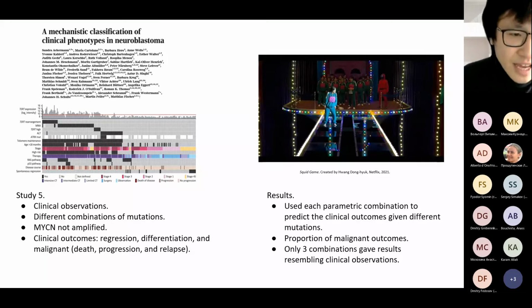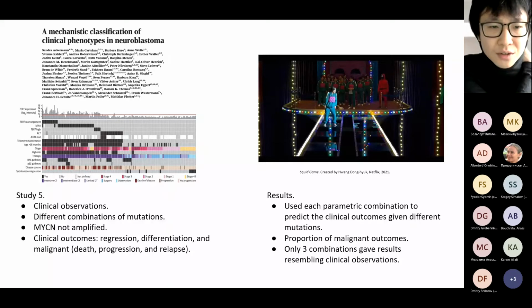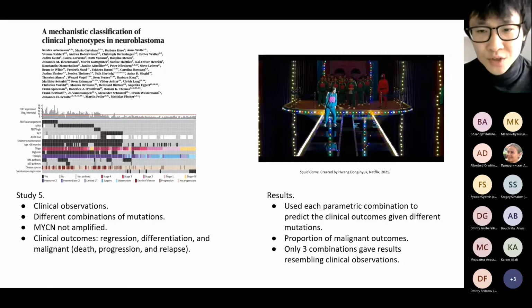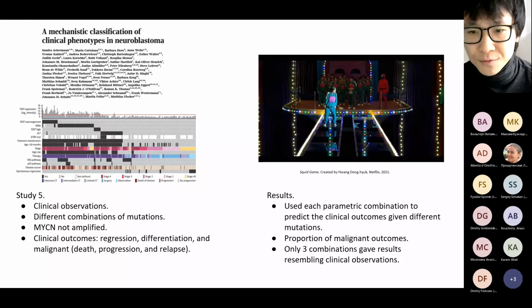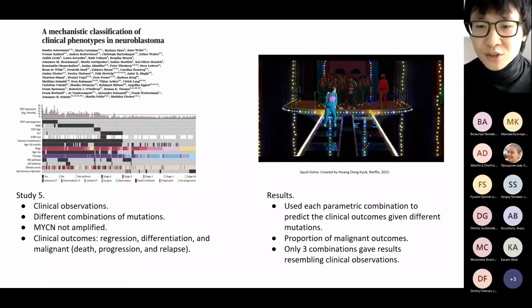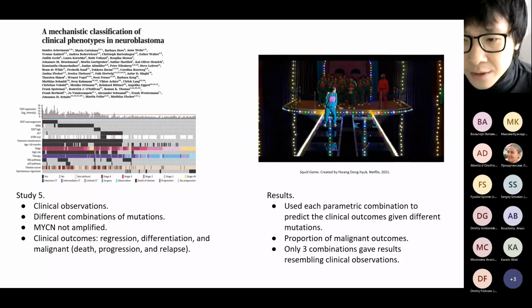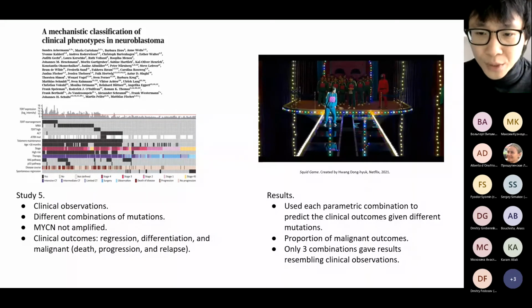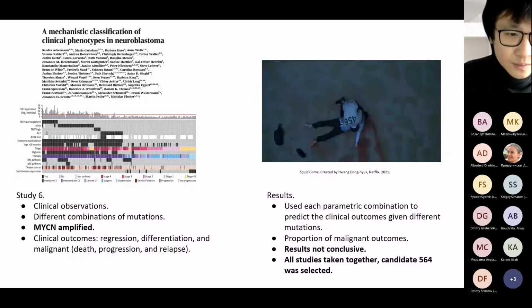Then I considered another clinical study. In this study, they look at tumors with different combinations of mutations, although myosin is not amplified, and they look at the clinical outcome. Similar to before, I used each candidate to predict the clinical outcome associated with different mutations, and 3 combinations remained.